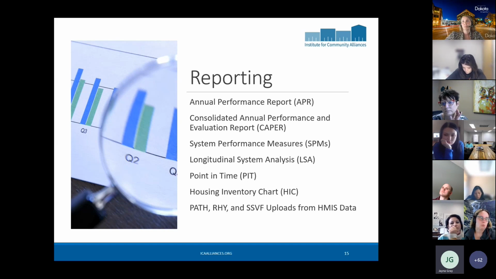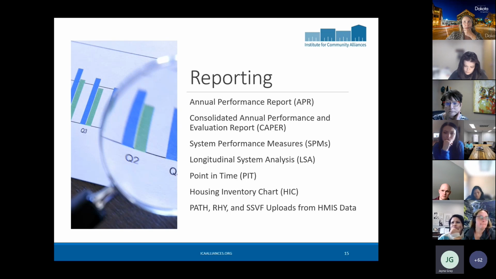So we do have some additional dashboards. We have the point in time and housing inventory chart dashboard from the previous years. We'll have this year's uploaded as soon as we submit to HUD. We have a system performance measure dashboard on our main ICA site. And we have the demographic dashboard too for North Dakota that we put together. So there are some dashboards on our website if you're interested in looking at more data.